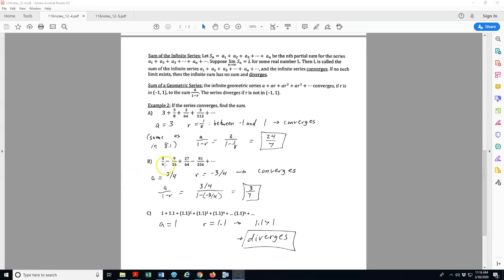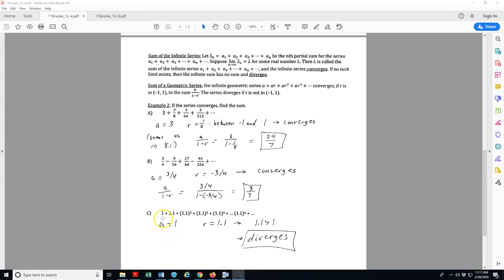Similarly, for my next problem, that first term, 3/4, is my a. Again, r is the second term over the first, or the third term over the second. Again, those should all give me the same value, and here I get -3 over 4. -3 over 4 is also between -1 and 1, so that means this does converge. So I'm able to go ahead and use my sum formula, 3/4 over 1 minus -3/4. And as always, I'm lazy, I use my calculator, and I got 3 over 7 for my answer.